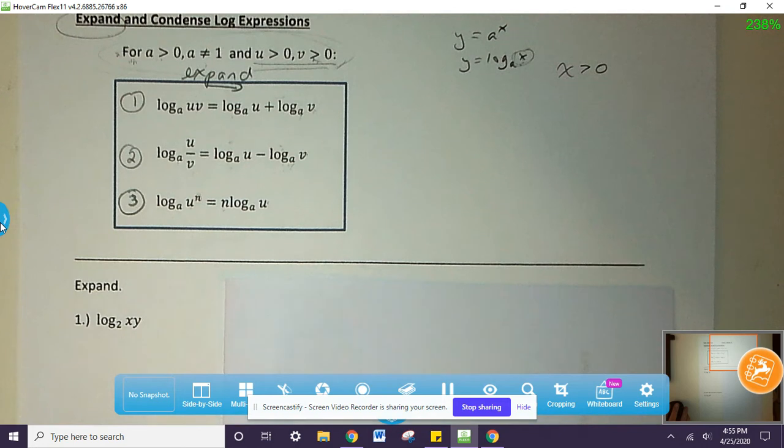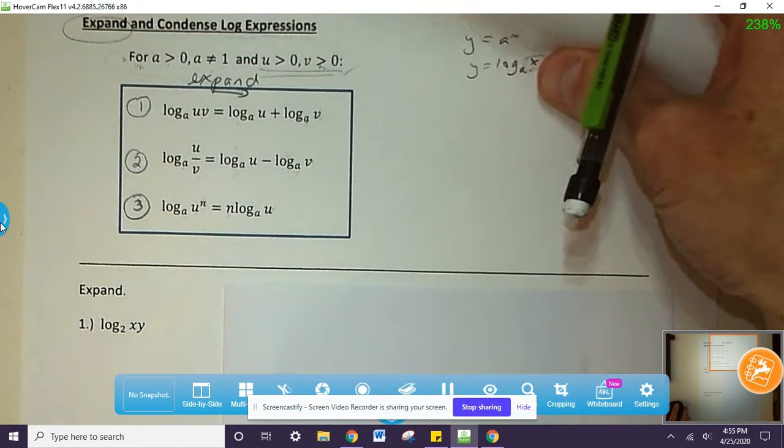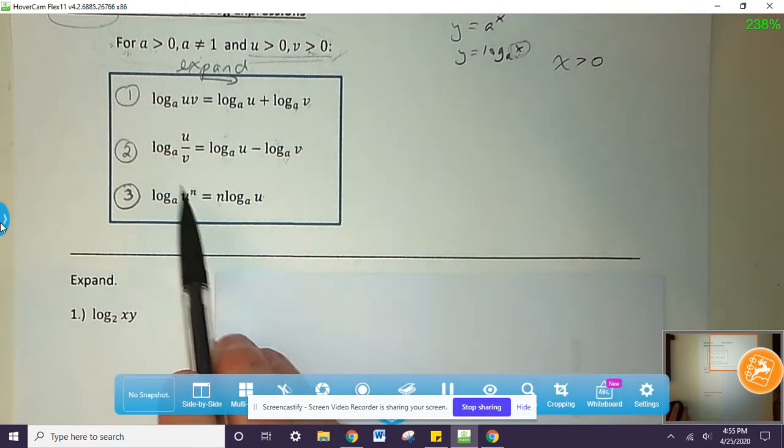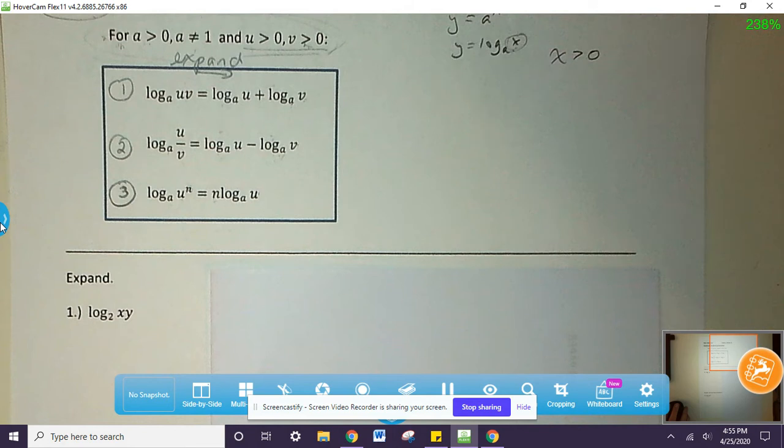Okay, here's my first one. Oh, and by the way, if you're in pre-calc, you should take a moment, pause the video, and write down these rules. You want these in your notes. Algebra 2, you wrote them down last time.